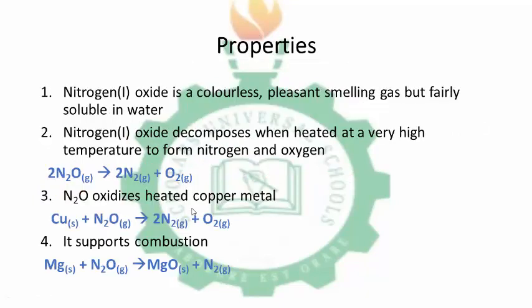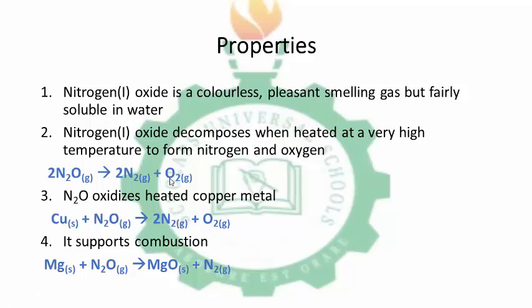Now to the properties of nitrogen 1 oxide. Nitrogen 1 oxide is a colorless, pleasant smelling gas, but fairly soluble in water. And also nitrogen 1 oxide decomposes when heated at a very high temperature to form nitrogen gas and also oxygen gas. And this is the equation of the reaction. This is nitrogen 1 oxide liberating nitrogen gas and also liberating oxygen gas when heated at a very high temperature.